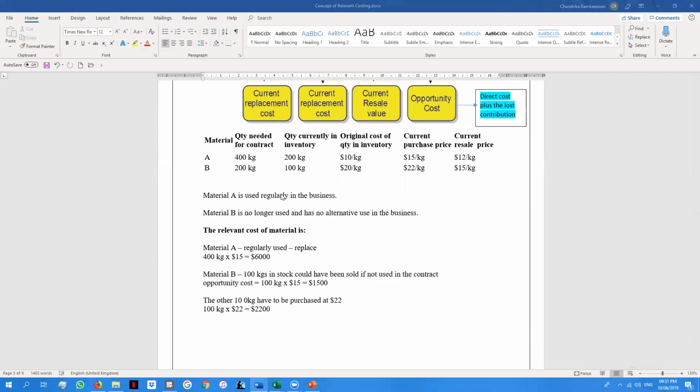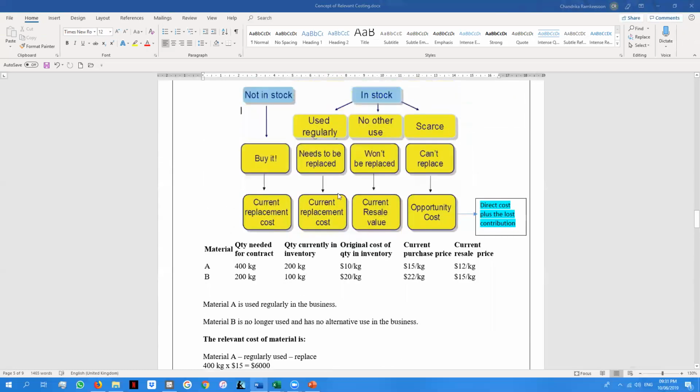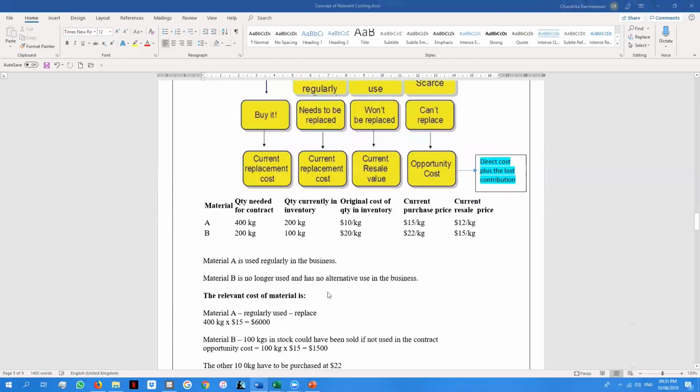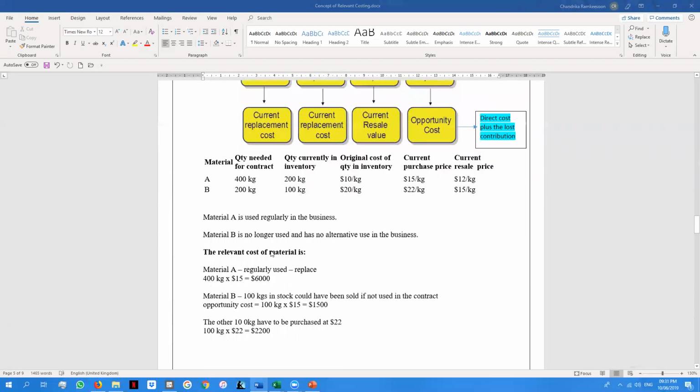Now remember what you saw up here and what I told you. If it is in stock and it's used regularly, quite simple, the relevant cost would be the replacement cost. So let's see. The relevant cost of material A, regularly used, replace. Remember, it needs 400. So the relevant cost would be 400 at 15, which is the current replacement cost, the purchase cost.